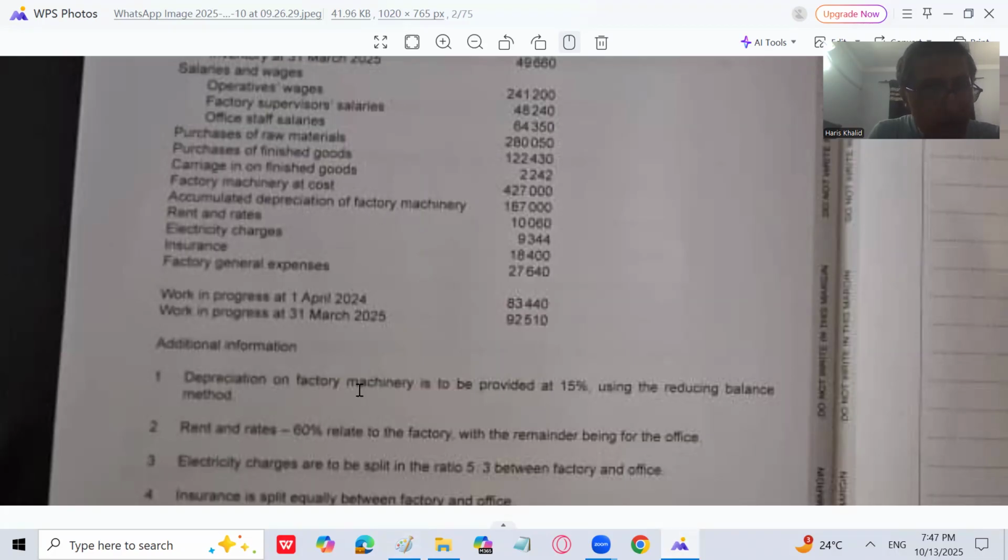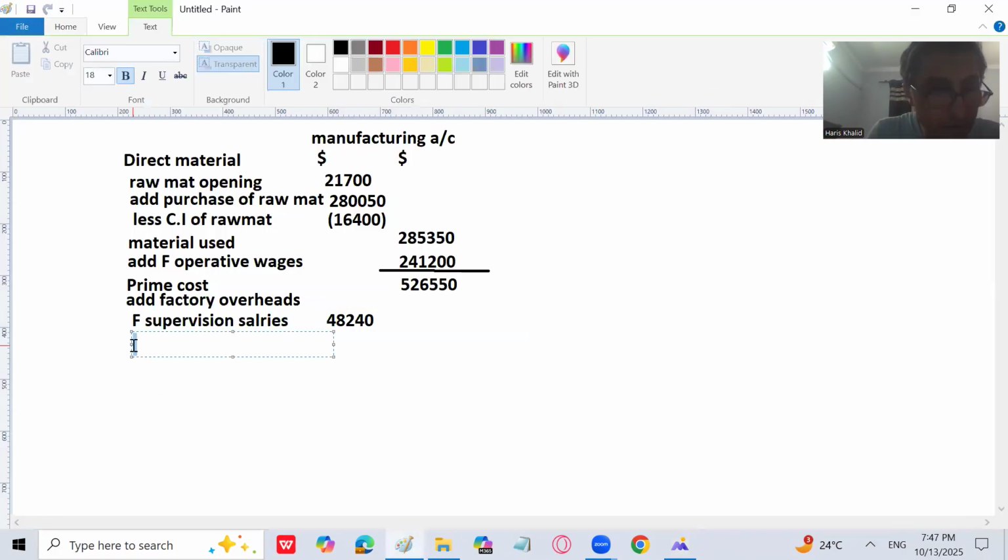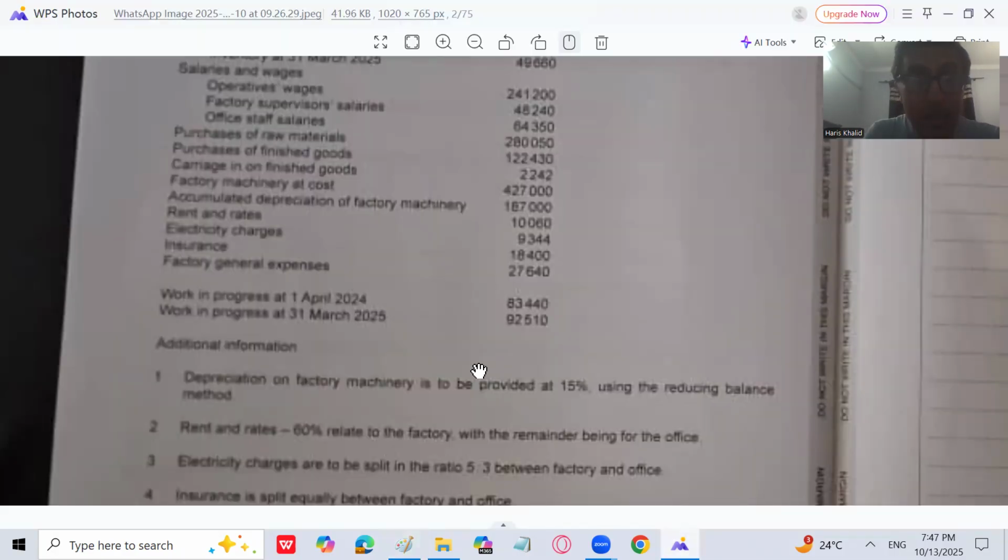Okay. Next, depreciation on factory machinery is to be provided at 15% using the reducing balance method. So we can use the depreciation on factory machinery also, because it is a factory overhead cost. Why, sir? Because the machinery is used in the factory, so the depreciation on machinery is charged under the heading of factory overheads. So what is the amount of factory machinery? 427,000 minus 187,000 at the rate of 15%. Let me calculate it.